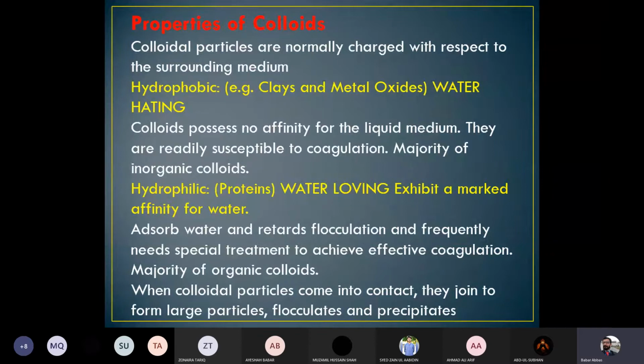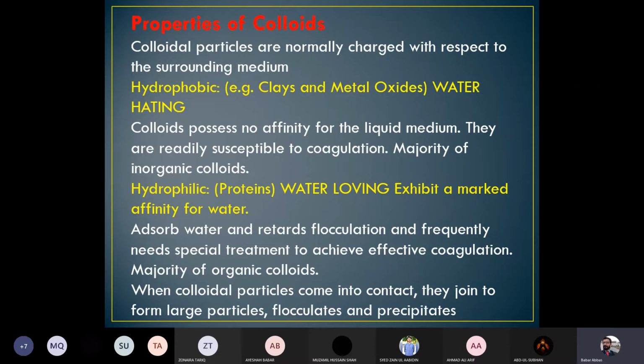Properties of colloids include colloidal particles are normally charged with respect to the surrounding medium, like hydrophobic, that is clays and metal oxides, water hating. Colloids possess no affinity for the liquid medium. They are readily susceptible to coagulation, majority of inorganic colloids.